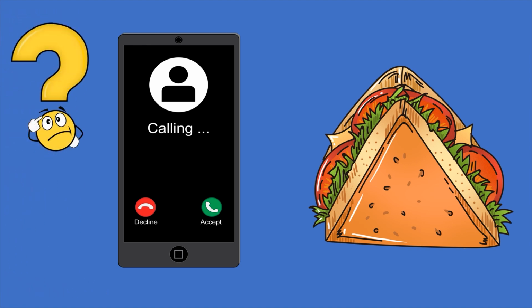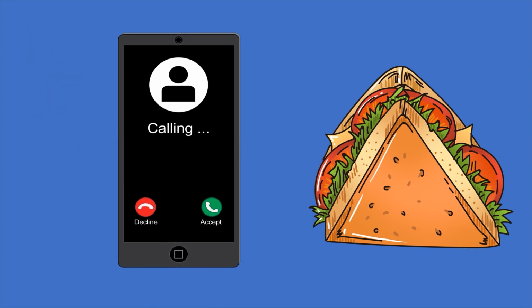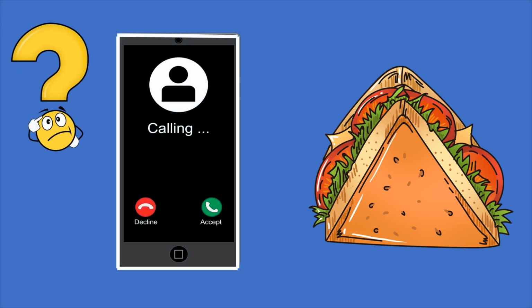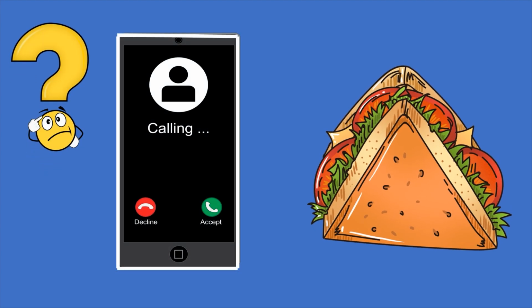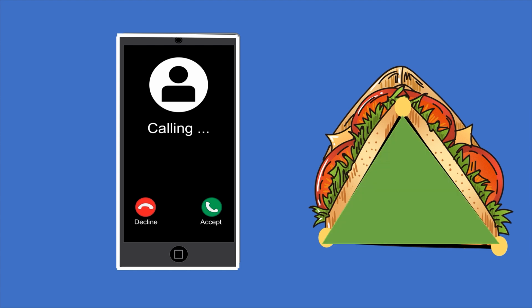How many sides does this phone have? Let's count. 1, 2, 3, 4. It's a rectangle. How many sides does this sandwich have? 1, 2, 3. 3 sides and 3 corners. It's a triangle.